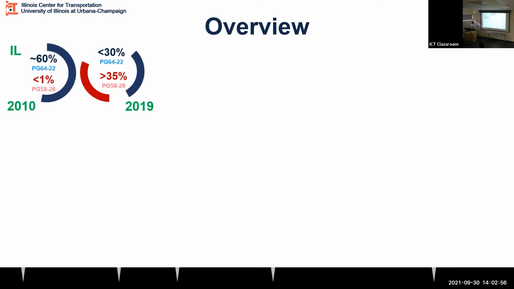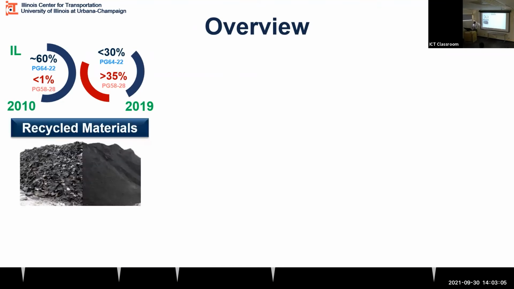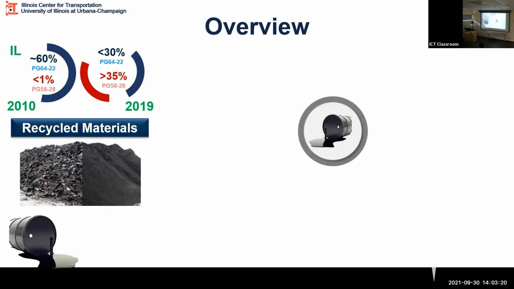So in Illinois, over the past decade, we have seen a significant change in the demand of binder being used in pavement construction, primarily because of the use of recycled materials in asphalt concrete, which has led to an increased use of softer binders like PG 58-28. However, the commonly used binder available in Illinois is a 64-22 grade, and therefore, in order to accomplish our increased demands of softer grades, use of engineered bio-based additives or a variety of additives is promoted and encouraged.